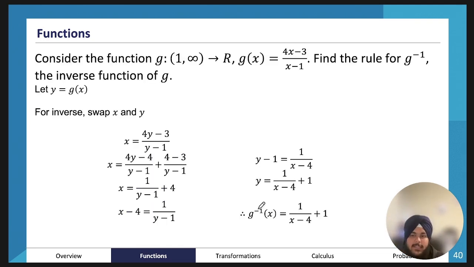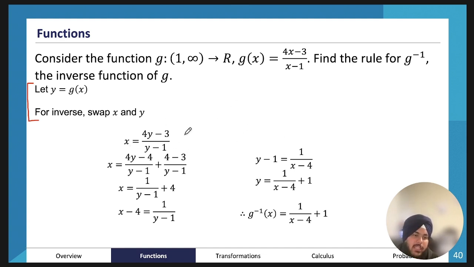Okay, so here is an example. Consider the function g, 1 to infinity, and here we have an equation: g of x is equal to (4x minus 3) over (x minus 1). What we have to do is determine the inverse function of g, so we're finding g inverse of x. First step, for inverse, we write these two steps first. Write this notation, and once we've done that, then we can start doing the algebra.